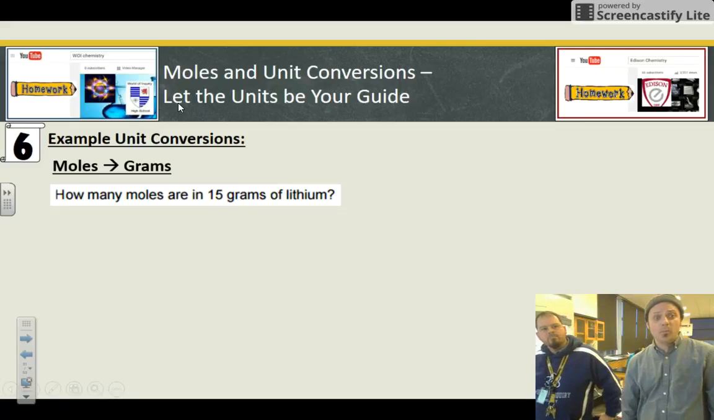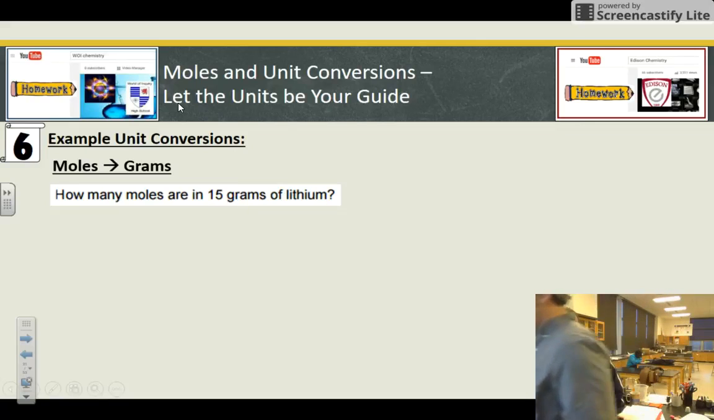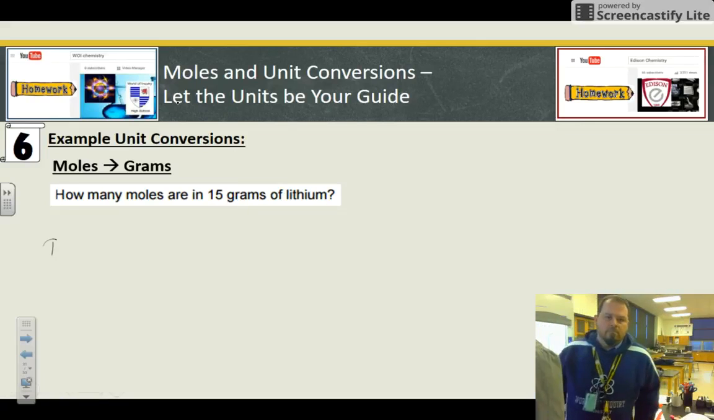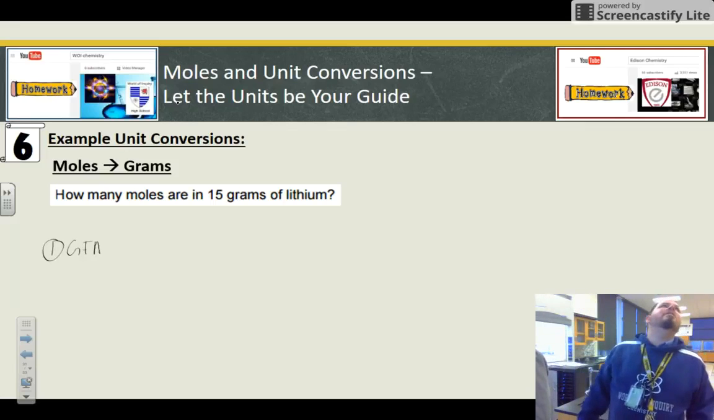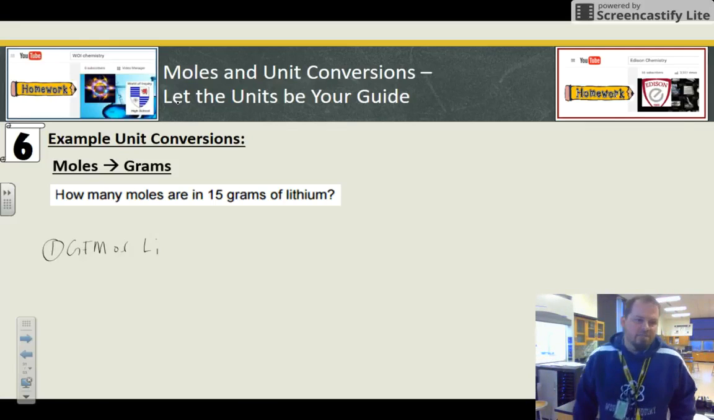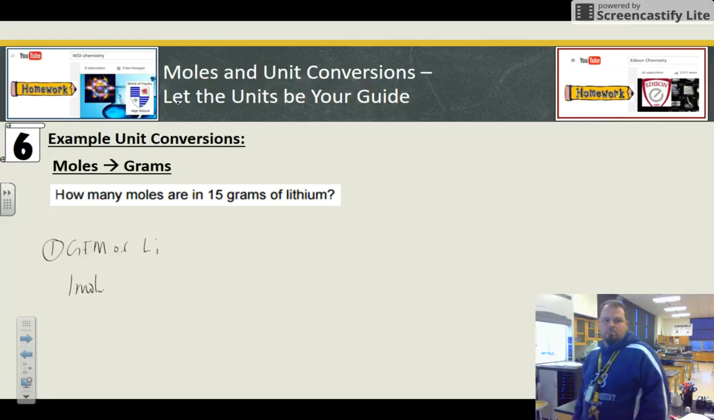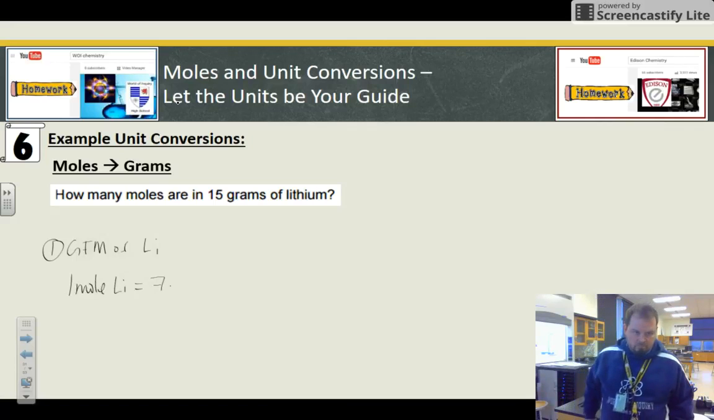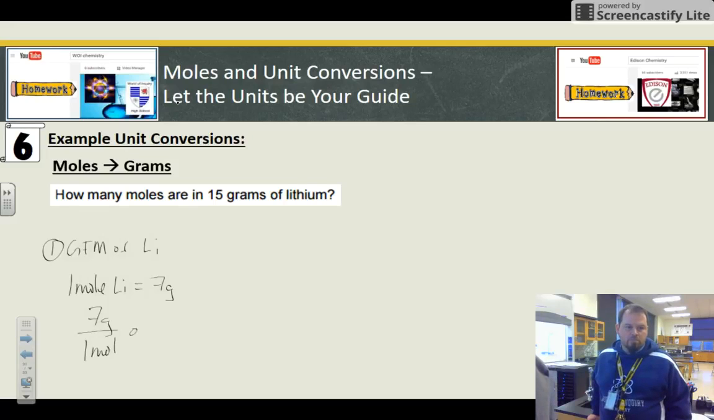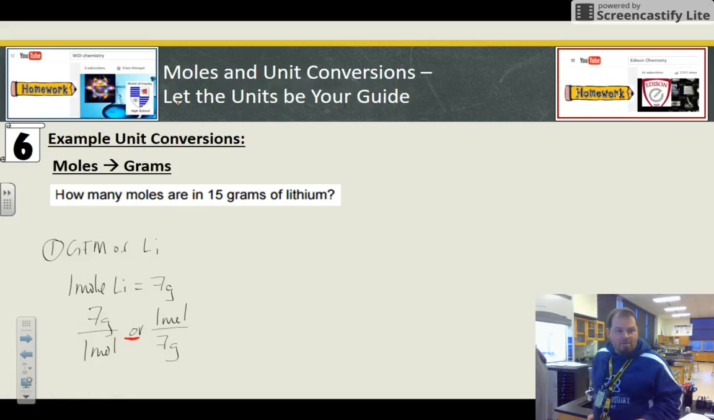So an example: how many moles are in 15 grams of lithium? Well, the first step is the gram formula mass. So lithium, I'm looking up lithium. I see it is 7. 1 mole of Li equals 7 grams. So that's 7 grams over 1 mole, or 1 mole per 7 grams.